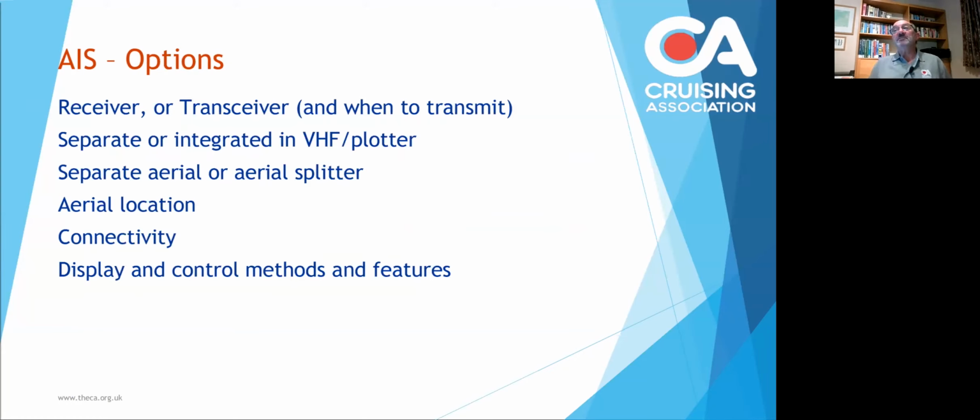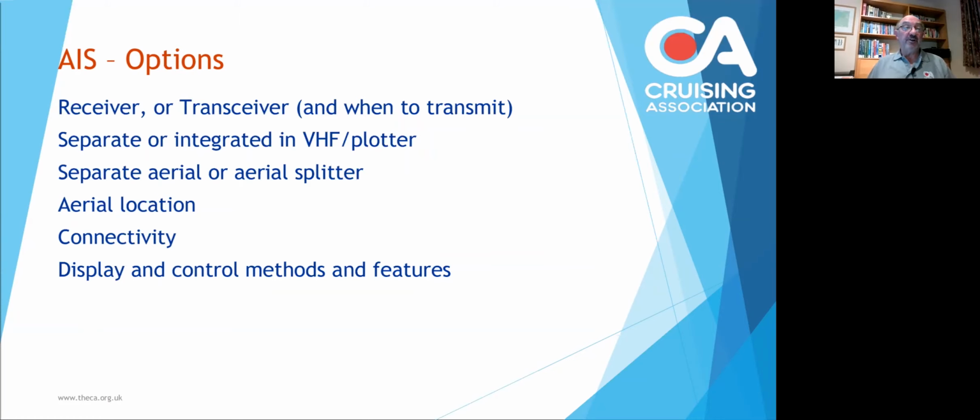So options for AIS. Well, obviously you can have a receiver or you can have a transceiver. And when you do have a transceiver, you don't have to transmit all the time. You can turn transmission off. Do you have it as a separate device or do you have it integrated either into your VHF device or into your plotter? Do you have a separate VHF aerial for it or an aerial splitter? Some people say aerial splitters are not particularly good, but if you get a good aerial splitter, it will not have the sorts of weaknesses that a cheaper one will have.